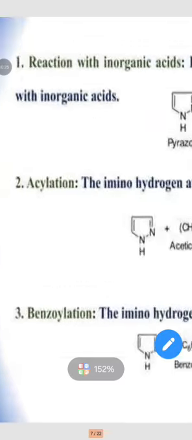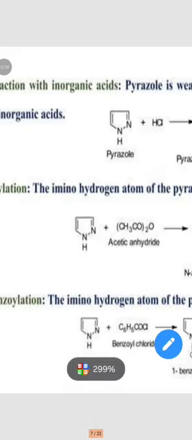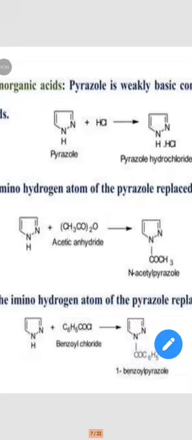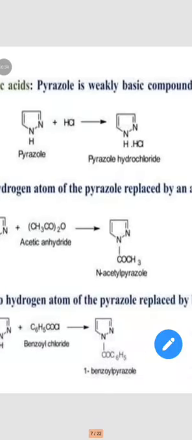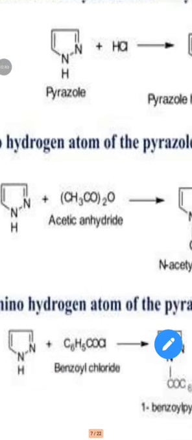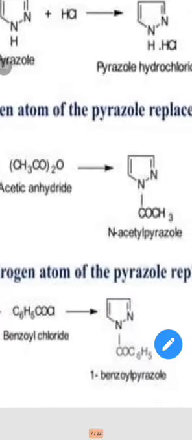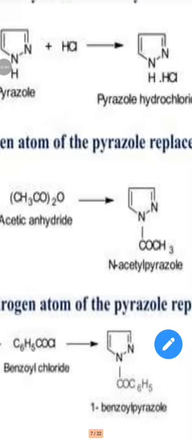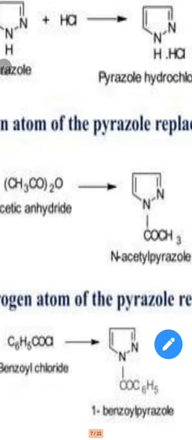Then the third reaction is benzoylation. The imino hydrogen atom of the pyrazole is replaced by a benzoyl group. Pyrazole is reacted with benzoyl chloride, C6H5COCl, to form 1-benzoyl pyrazole. The benzoyl group is obtained in the first position. So N-COC6H5, 1-benzoyl pyrazole, is obtained.